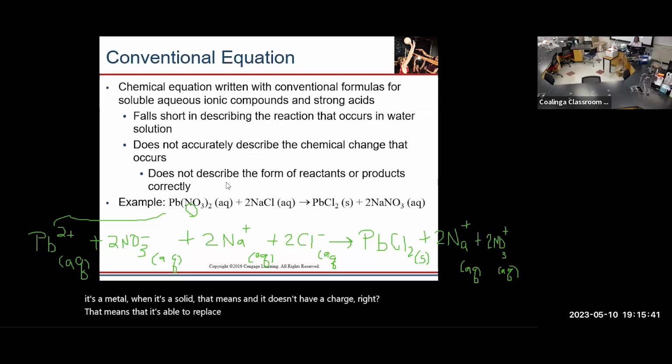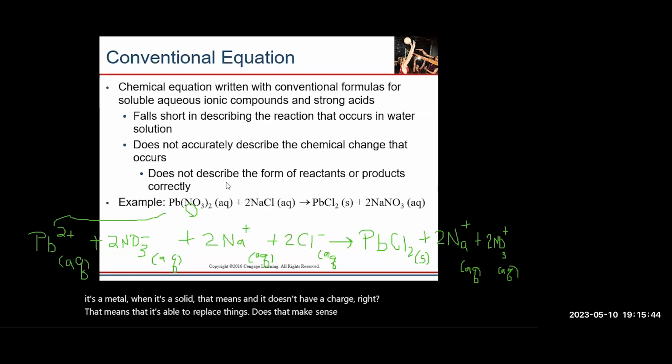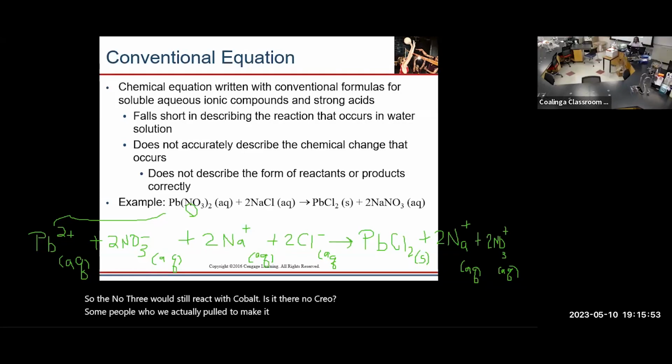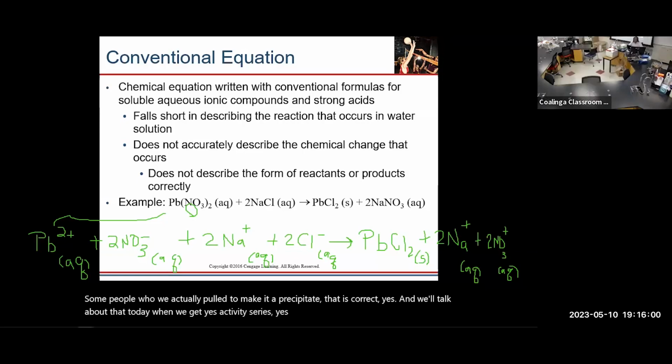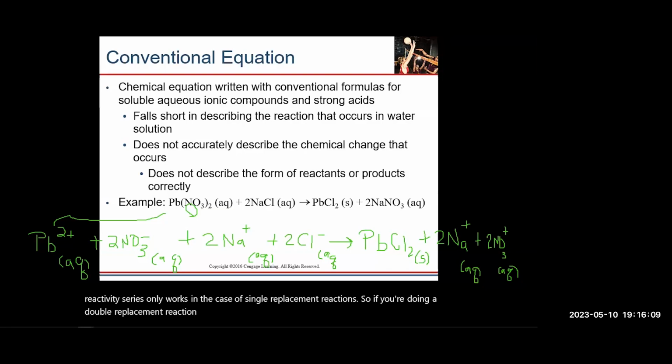Does that make sense? Okay, so the NO3 would still react with cobalt? Is it the NO3 or? Okay, something will react with cobalt to make it a precipitate, right? That is correct, yes. And we'll talk about that today. Despite the reactivity series? Yes, despite the reactivity series. The reactivity series only works in the case of single replacement reactions. So if you're doing a double replacement reaction, it's not going to work. Okay. Thank you. You're welcome.